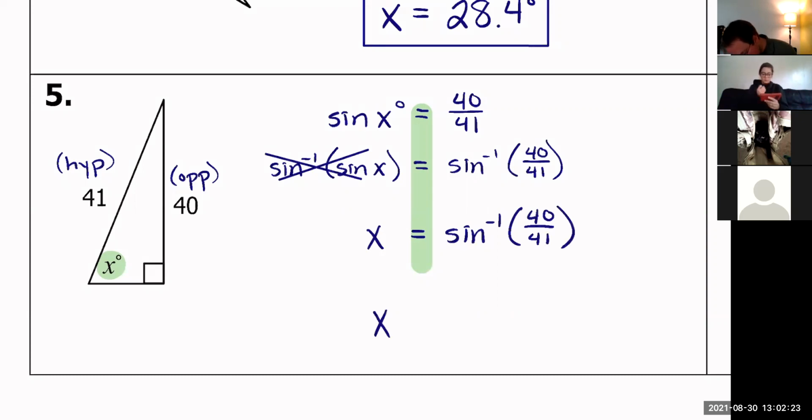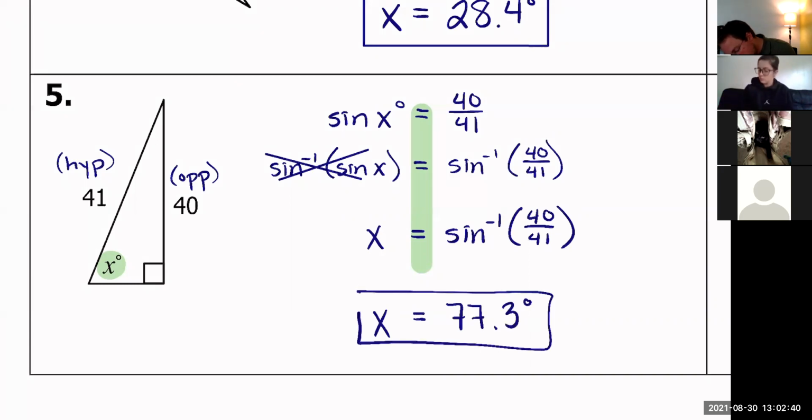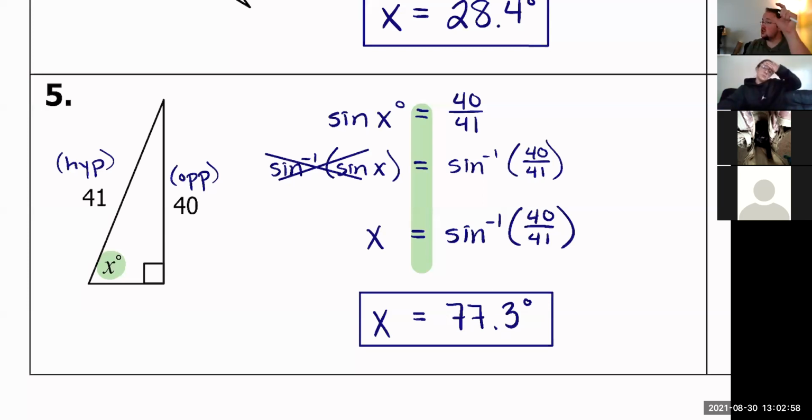Go to my calculator. 77.3. Good. So if you haven't noticed yet, the setup is very important because it will drastically affect which inverse you end up using, based off of which trig ratio you have enough information for. So setup is crucial.